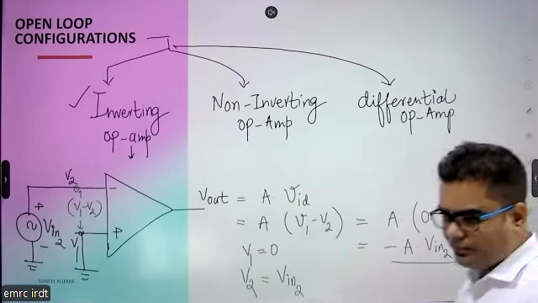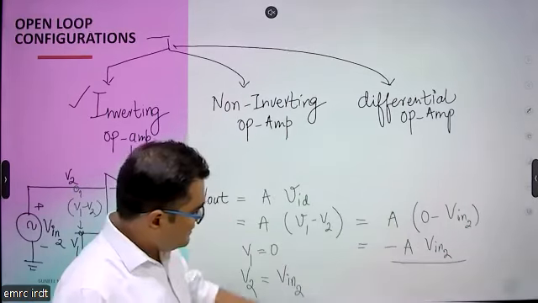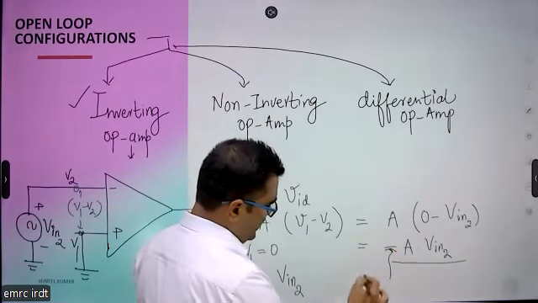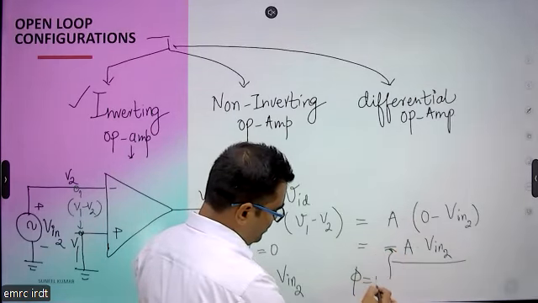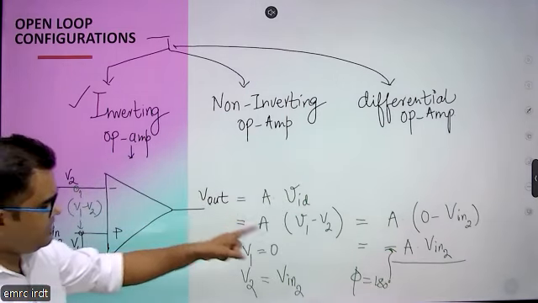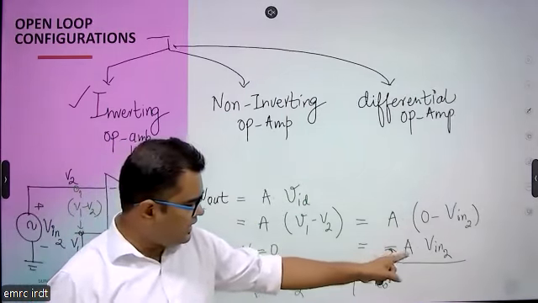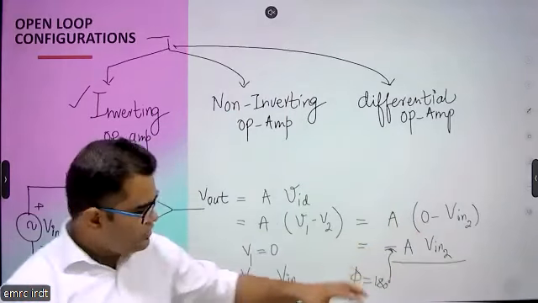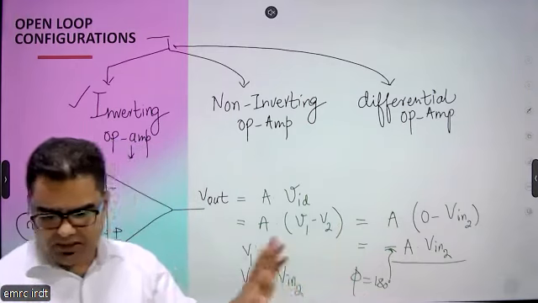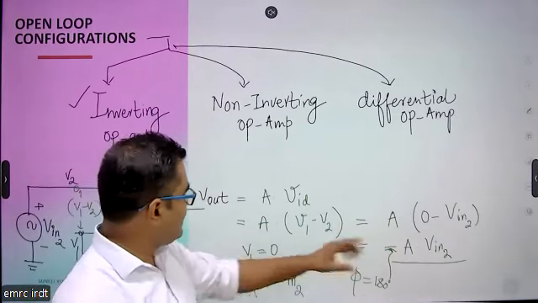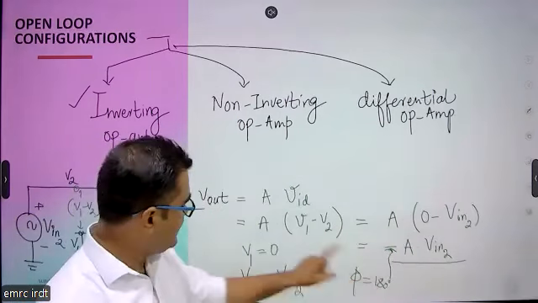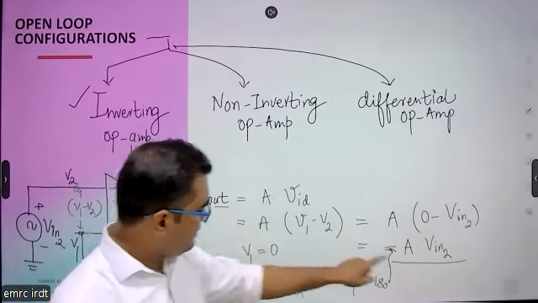This is the output. So what we have seen is there is a minus sign when we connect the input voltage at the inverting terminal. We are getting output as minus A times V input 2. So what does this negative sign represent? Basically, this negative represents that there is a phase shift of 180 degrees between this output and this input.